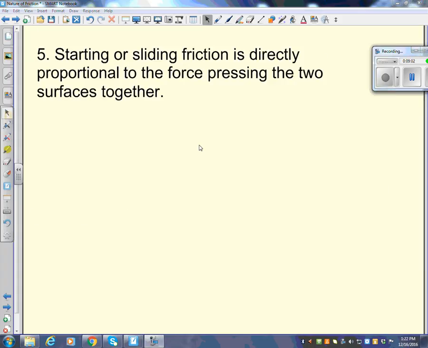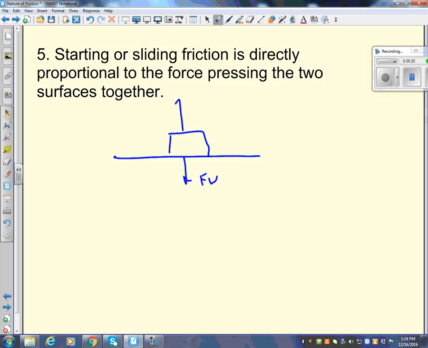And the last one here: starting or sliding friction is directly proportional to the force pressing the two surfaces together. And I'm going to spend a couple minutes explaining this as well. So what I'm saying there is this. Usually on a flat surface, if you've got an object, you've got the weight force down, and what's this force up called? Normal force. And generally they are equal to each other, and the amount of friction is dependent upon how much force that is. They're going to be equal numerically, opposite direction.